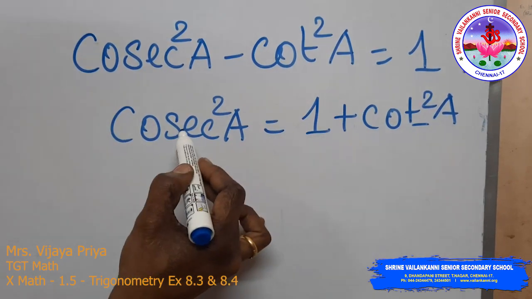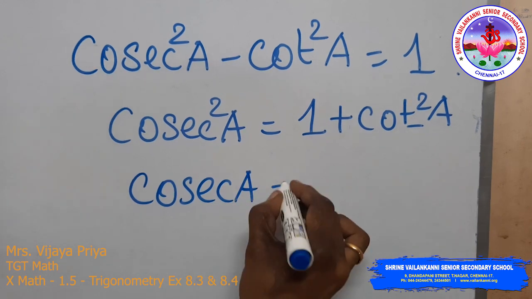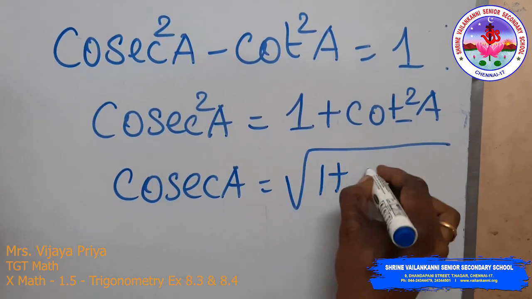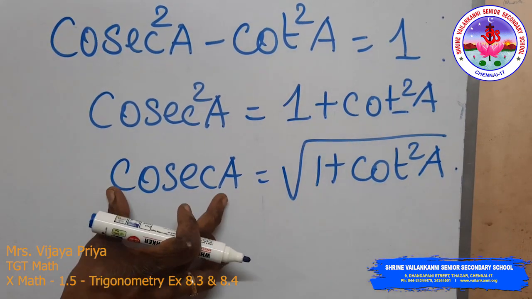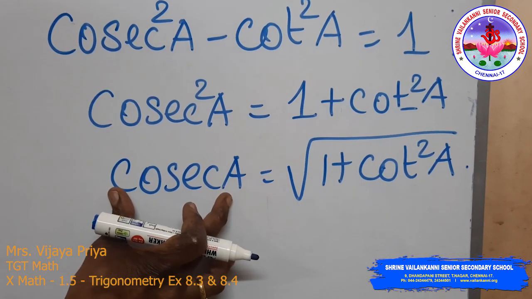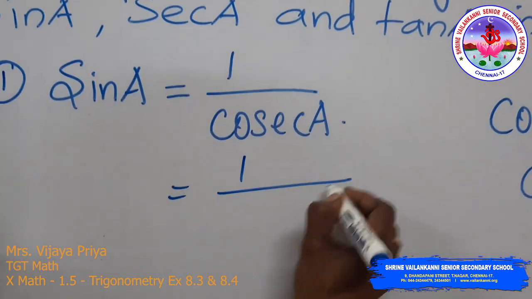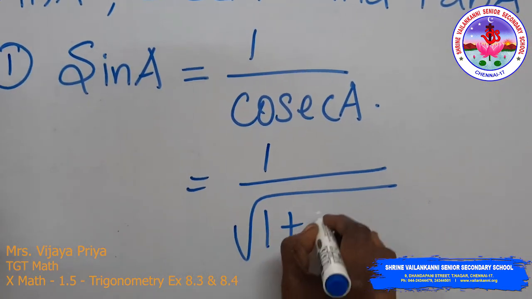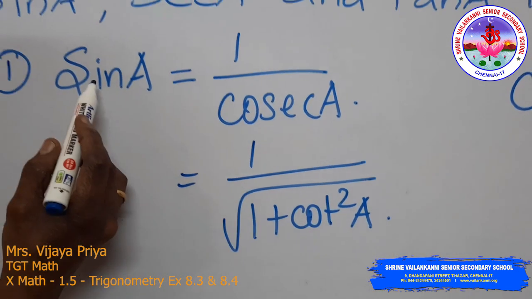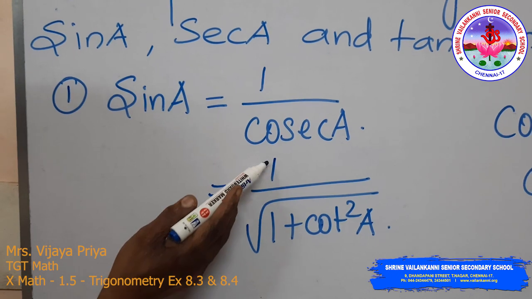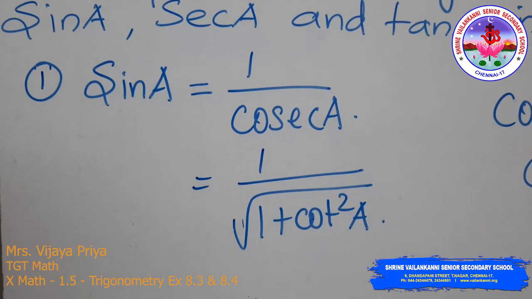So, I want to find the value for cosecant A. Cosecant A is equal to square root of 1 plus cot squared A. So I am going to write the cosecant A value in the problem, which is equal to 1 by square root of 1 plus cot squared A. So my sin A can be represented as 1 by square root of 1 plus cot squared A.